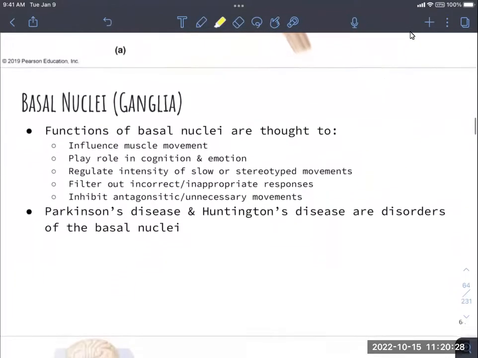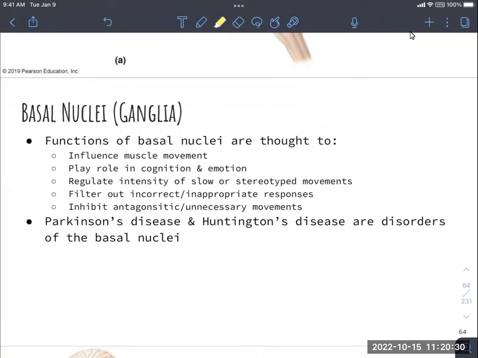So what does a basal nuclei do? Well, they're going to help influence your muscle movement. How do your muscles move? That basal nuclei is going to help. Cognition and emotion, that's going to help. They're going to help regulate the intensity of a slow or stereotyped movement, like walking, running.